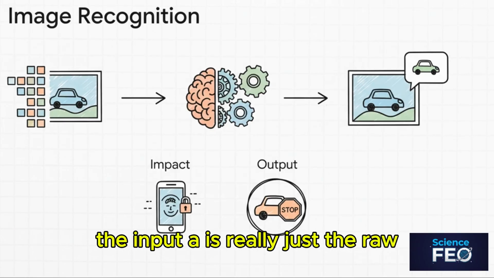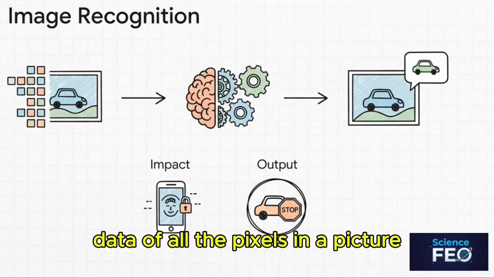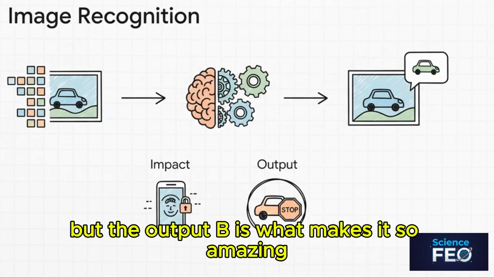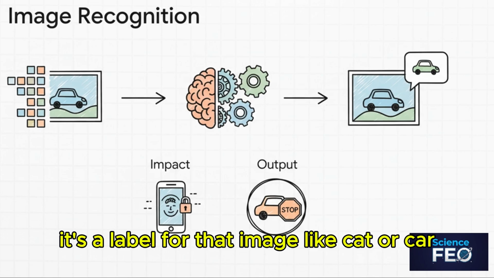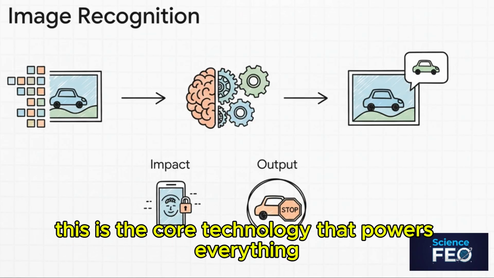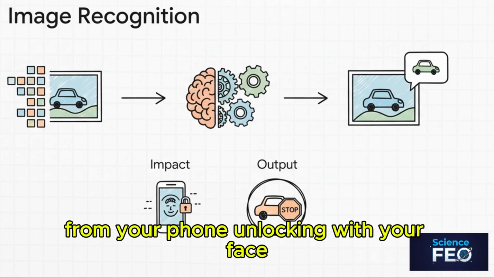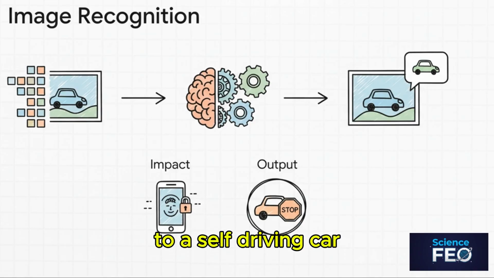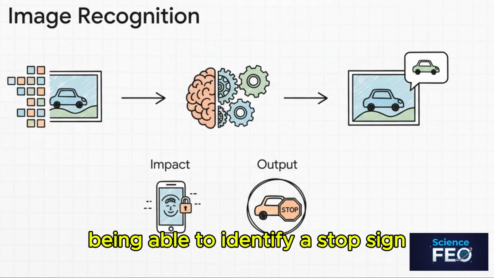For this one, the input A is really just the raw data of all the pixels in a picture. But the output B is what makes it so amazing. It's a label for that image, like cat or car, or maybe even a specific person's name. This is the core technology that powers everything from your phone unlocking with your face to a self-driving car being able to identify a stop sign.